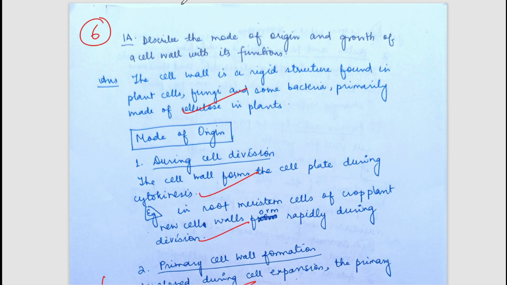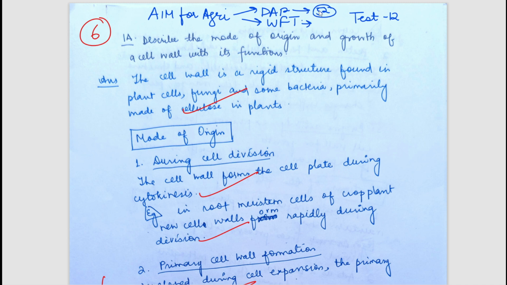So today we are going to discuss the next answer copy of our Aim for Agriculture series. As you all know, in the Aim for Agriculture series we have daily answer writing practice and weekly full tests. And today we are going to discuss the answer copy of full test number 12. There were 52 daily answer writing practices which we have already finished, and there were 14 full tests, and up to 11 we have finished. We will be doing 12 today, and in 2 days we will be completing all the answer copies.